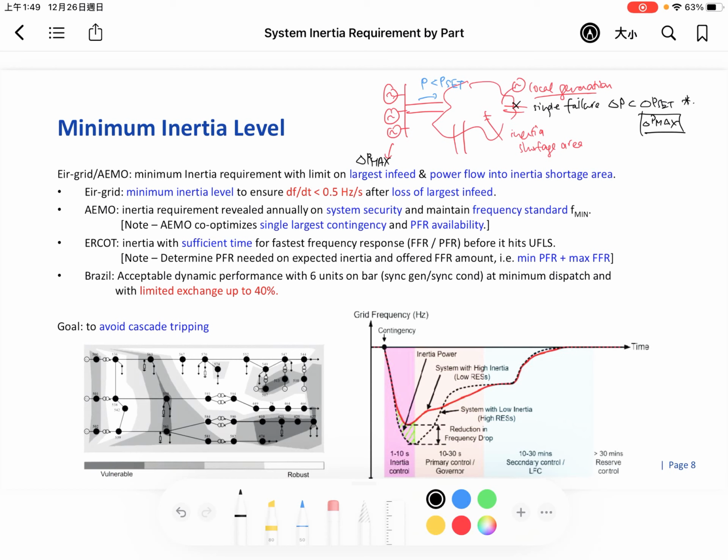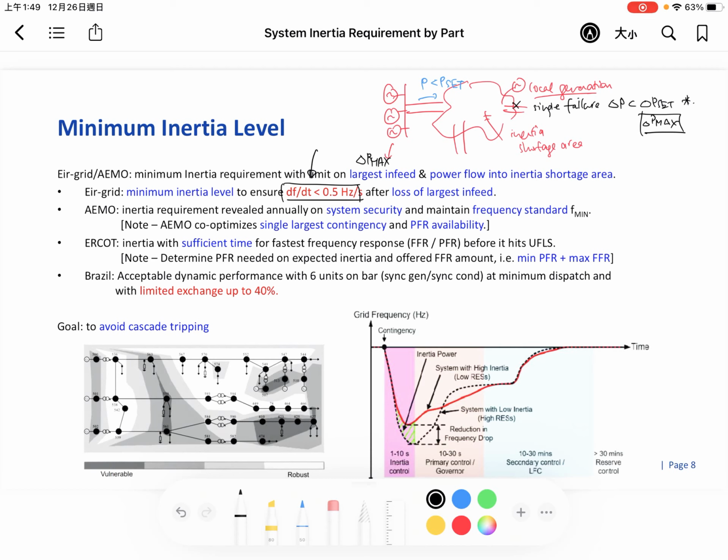So E-grid says that the minimum inertia level is set to ensure the RoCoF limit after the loss of the largest single infeed. It may be an HVDC line, it may be a generator, but the df/dt must be limited. It cannot drop so fast.